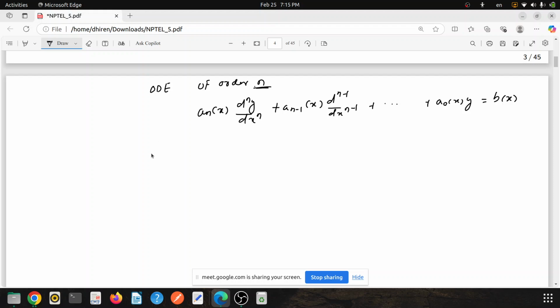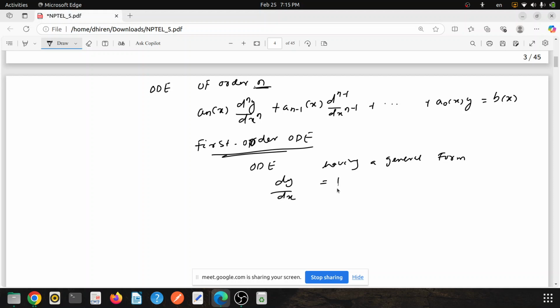Next we can check the first order differential equation. We will play around with first order differential equations. First, we consider ordinary differential equations having a general form dy by dx is equal to a function of x, y. This function is unknown, so we cannot say whether this differential equation is linear or not linear. So let's see how to solve this kind of differential equation.